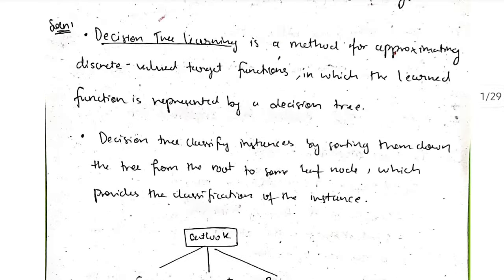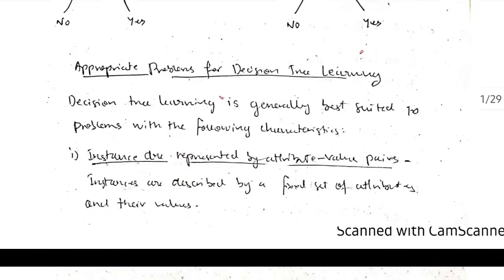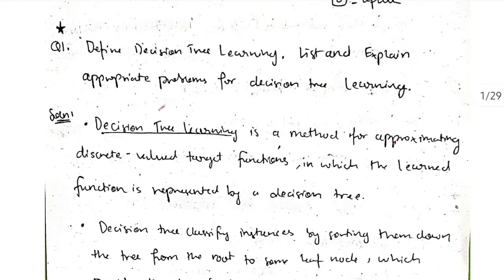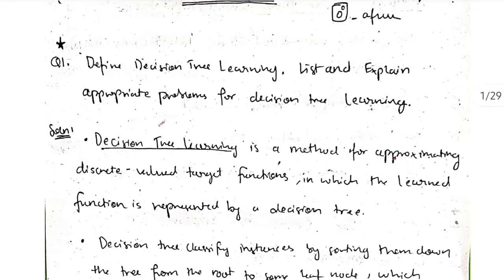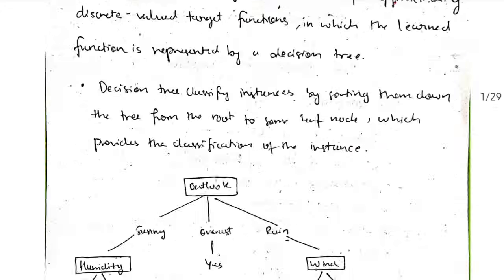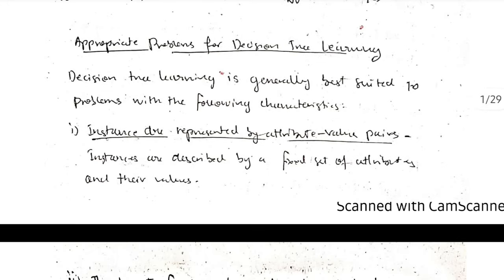So this is the example and the definition you have to write if this question is asked. Then you have to move towards the next question, which is: list and explain the appropriate problems for decision tree learning. Whatever the concepts are in machine learning, there are some disadvantages to them as well. So let's see what the disadvantages of decision tree learning are. The first is that the instances are represented by attribute value pairs. I don't know what the disadvantage is in that, but still just remember this for marks.